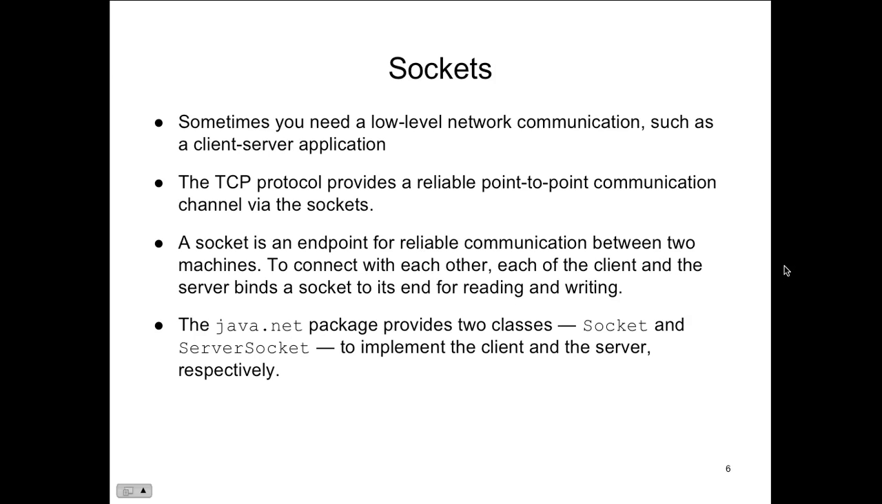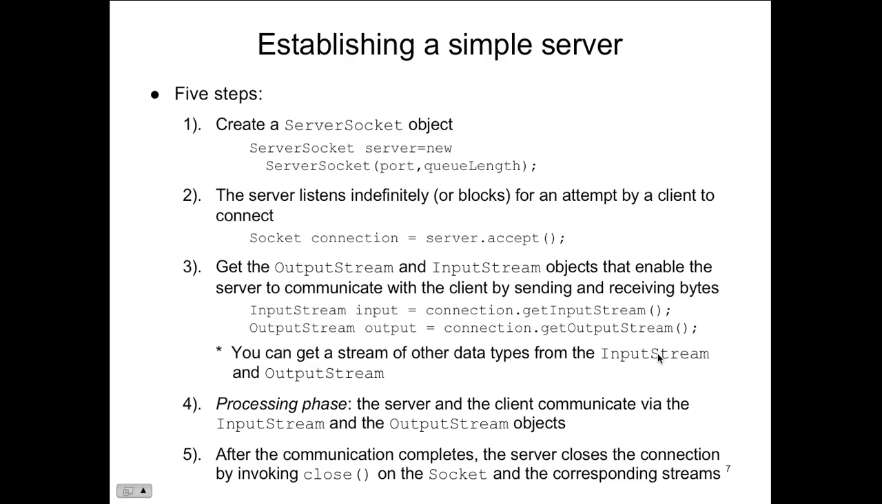To connect each machine to the other, you create a socket on the client and a socket on the server, socket objects, and you connect the objects and let one know about the other. The net package provides two abstractions, Socket and ServerSocket, to implement the client and the server respectively. A server socket sits and waits for an opening, or a socket looks for a server socket. You can establish a simple server here in 5 different steps.